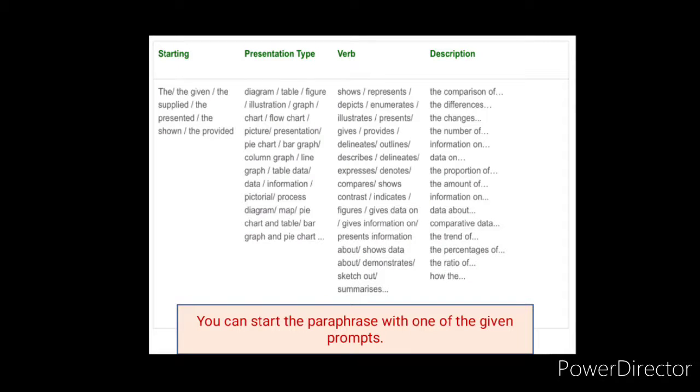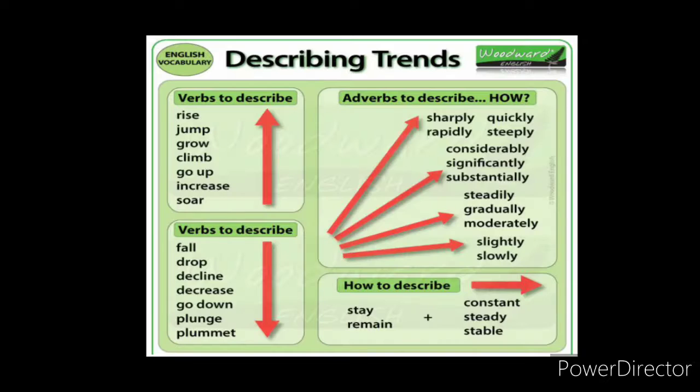You can start the paraphrase with one of the given prompts. So how to begin? As I shared while discussing the question, you can begin with: the given diagram shows or represents the comparison of. So what is actually happening? So once you see the question, you can write accordingly.